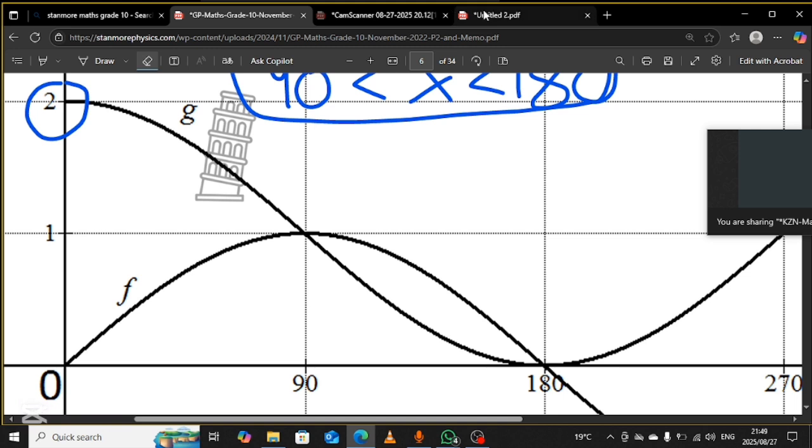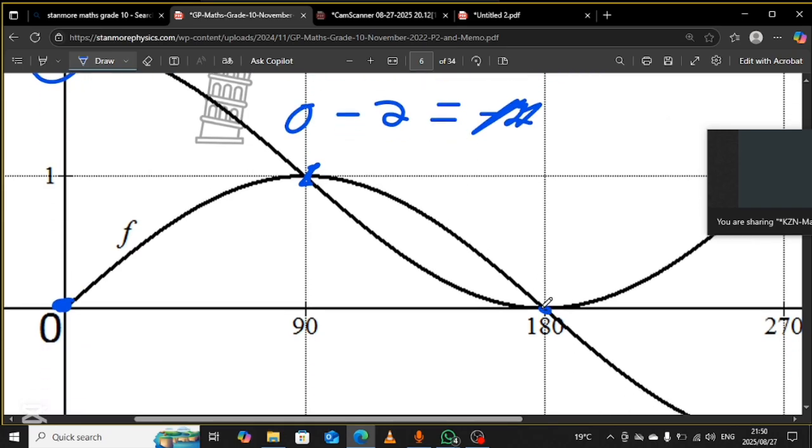They said f of x minus g of x has to be equal to 2, right? We can see that f of x here is 0, and g of x here is 2. So what is 0 minus 2? 0 minus 2 is negative 2. So that doesn't apply. And then here they are equal. Here it's 1 and 1, which is 0. And then also here they are equal.